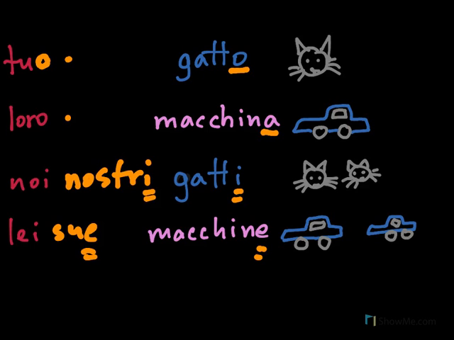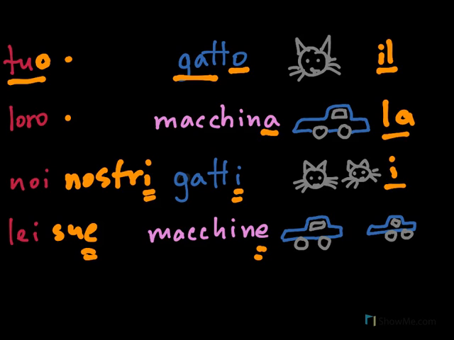So it will be gatto as a noun takes a definite article il. So it will be il tuo gatto. Yeah? It will be il tuo gatto. Then you have macchina. Macchina ends on a, it's feminine, it will be la, so it will be la loro macchina. It will be their car, because the article you will not translate in English. Nostri gatti, the article will be I, and you put it before the nostri gatti, so it will be I nostri gatti.